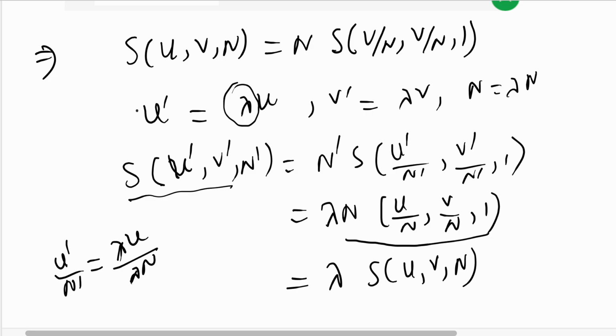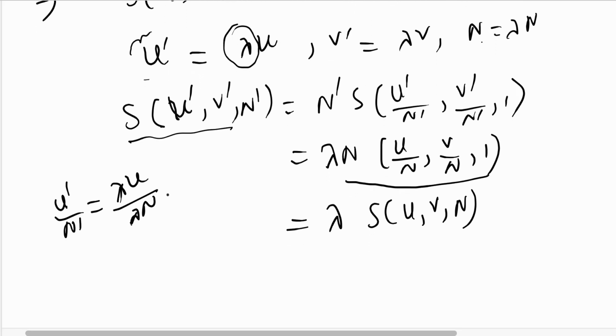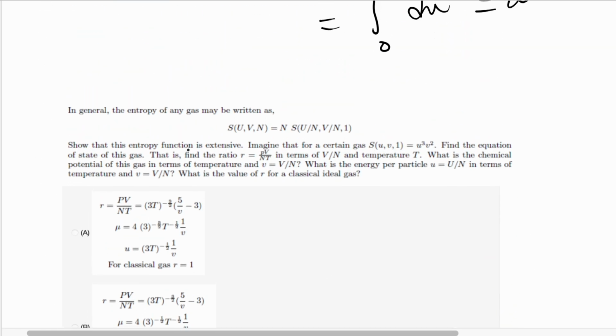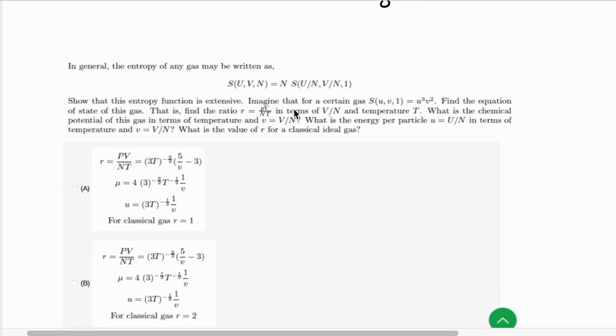Since we scaled all the extensive properties U, V and N with lambda, you can see from here that the entropy also scales with lambda. That means entropy is an extensive function. So if I write the entropy function in this way, this entropy function is actually extensive.